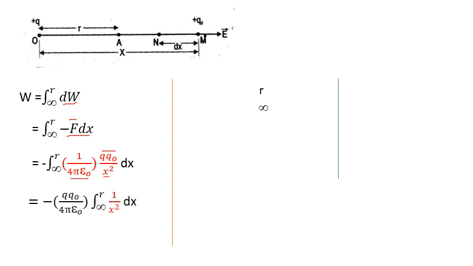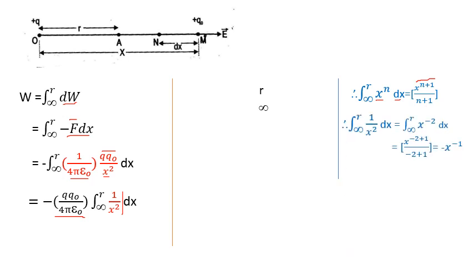Next to this, we have to take out this q q0 upon 4 pi epsilon 0 as a constant. So the integral of 1 upon x square with dx we have to find. For this we have to use the standard form. This is that standard form: integration of x raised to n dx from infinity to r, and this is the standard result, x raised to n plus 1 upon n plus 1. Using this we have to find the integration. Do it yourself. Let's start. What is the value of n?